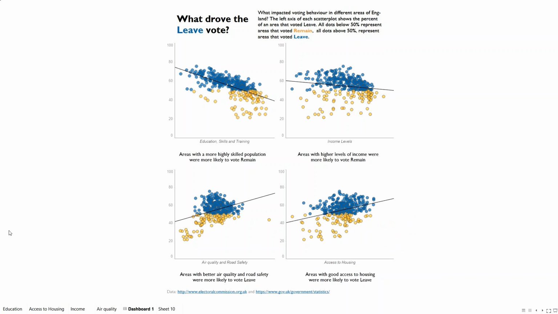With a little bit more time, I would definitely like to add in the information for the other areas within the UK as well, because it is available. It just needs to be put into the right shape.